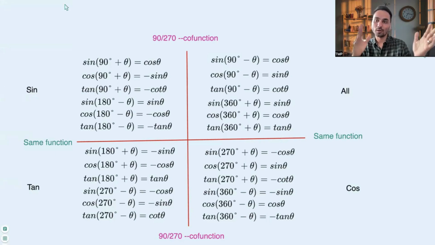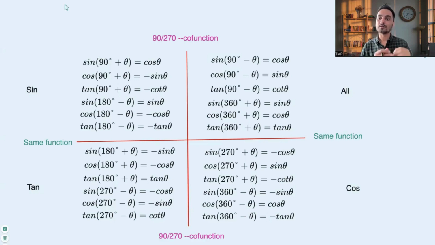For tan, the co-function is cot. For secant, the co-function is cosecant, and vice versa. So whenever you are at 90, 270, or any odd multiple of 90, I'll say again, any odd multiple of 90, we will change the function to its co-function.